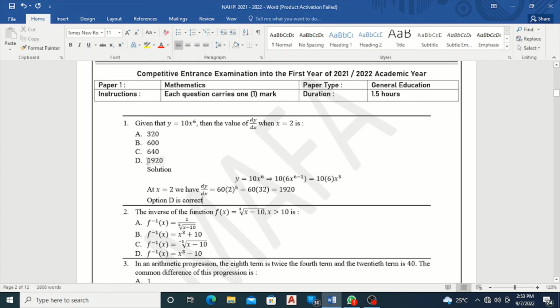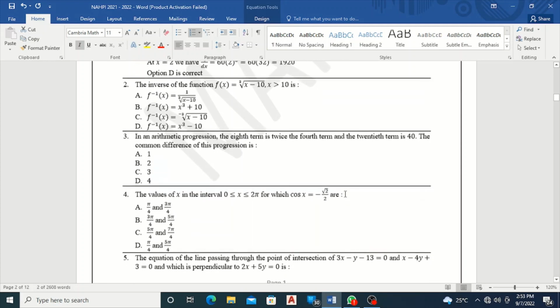Okay, so let me just indicate it in red. So that's it for question 1. Alright, let's move on to question 2.